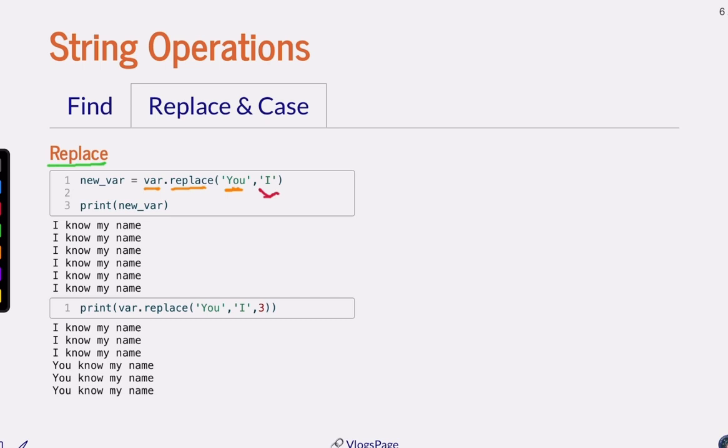Similarly, I can give how many times you want to replace it. Here I have kept it 3. So only 3 times it got replaced. The next 3 times it has retained the original "you know my name". Similarly, if there are 100 patterns or 200 patterns, we can identify such patterns and replace them in as many lines as we desire, or however many patterns we want to replace.